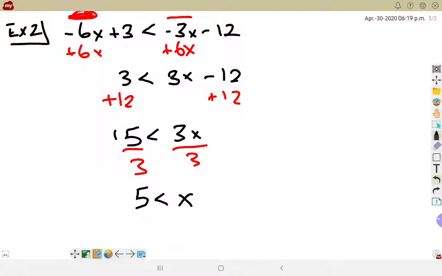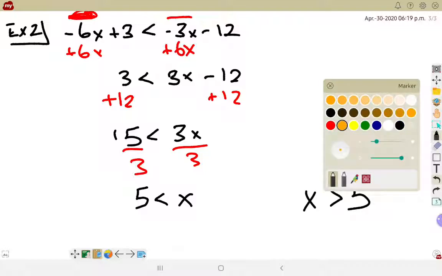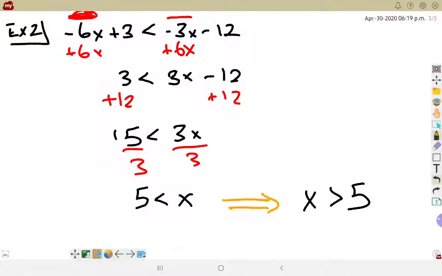Now this solution does look a little bit different than our last one, right? Our last solution said that x was greater than 5. But if you look at these two inequalities, they are saying the exact same thing. We just have x on the opposite side, right? If you're thinking of the inequality symbol as an alligator, the alligator in this one is chomping the x because x is bigger, and this alligator is chomping the x because it's bigger. So x is the bigger value in both inequalities. Because of that, they say the same thing. So 5 is less than x is the same thing as x is greater than 5.